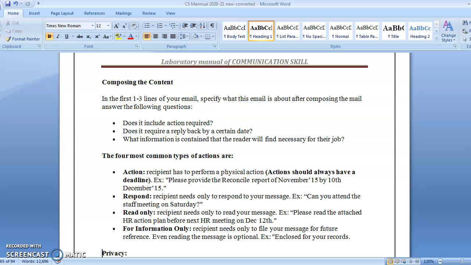So these are the common purposes for which we send email. We require some action, we require some response from the receiver, it is for read only purpose, or it is for information only purpose.